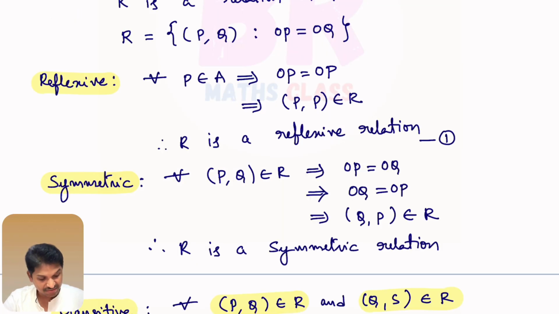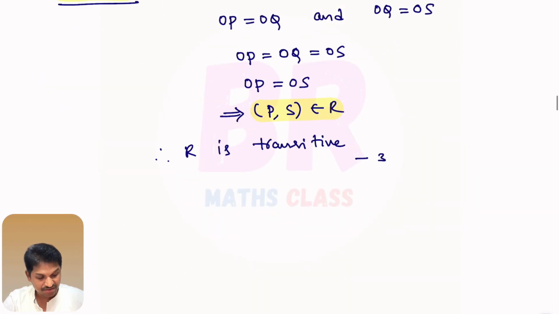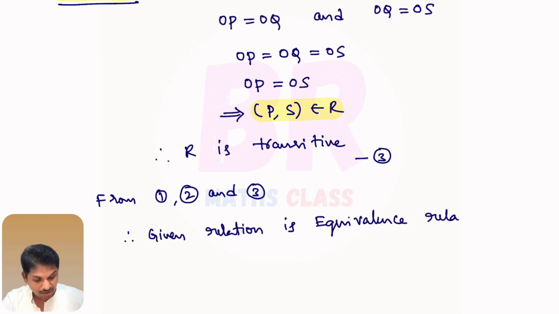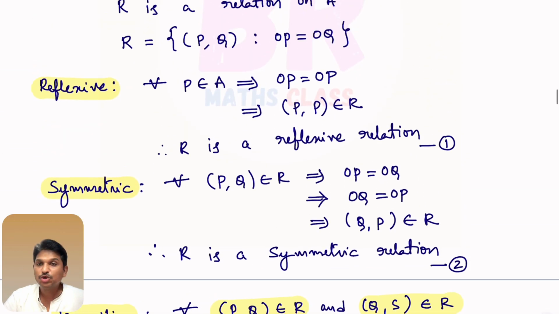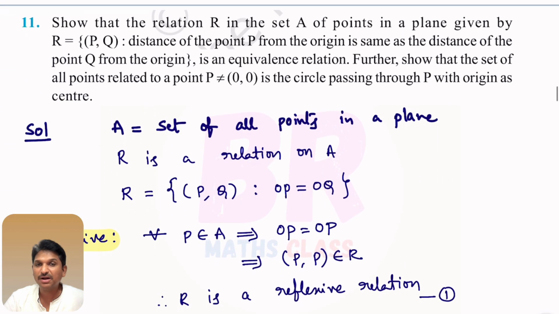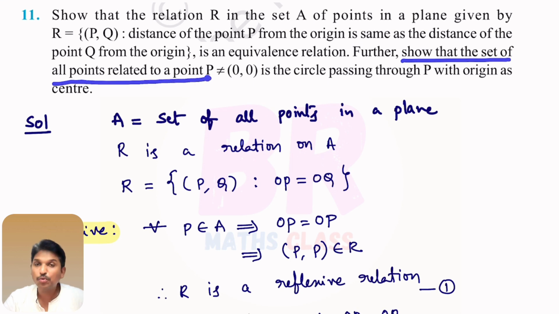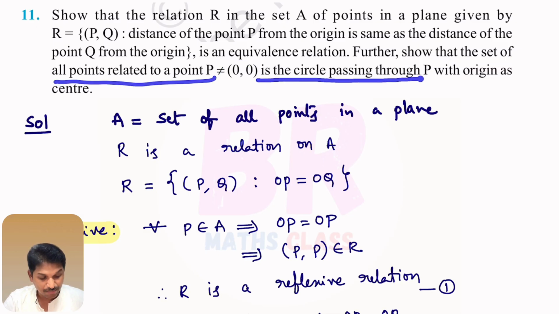You see, this is reflexive relation, symmetric relation, transitive relation from 1, 2 and 3. From these three, we can say that the given relation is an equivalence relation. If you observe this question, at the end, they given a small part. After we proved till here that it is an equivalence relation, you see what they are asking? Further, show that the set of all points related to point P, here they are saying P is not origin, the set of all points related to point P is a circle passing through P with origin as center.